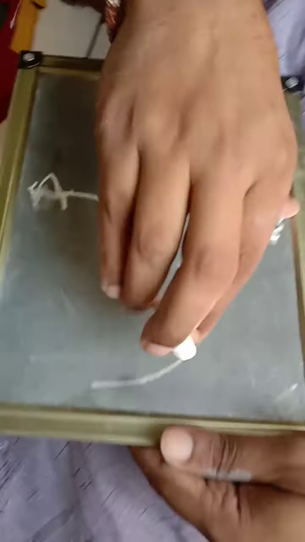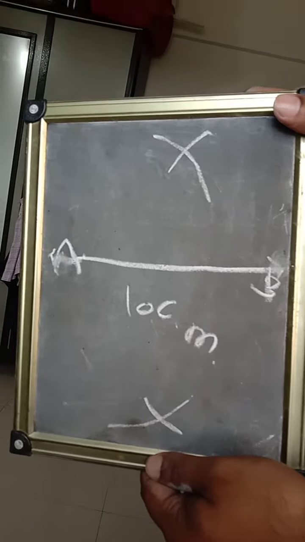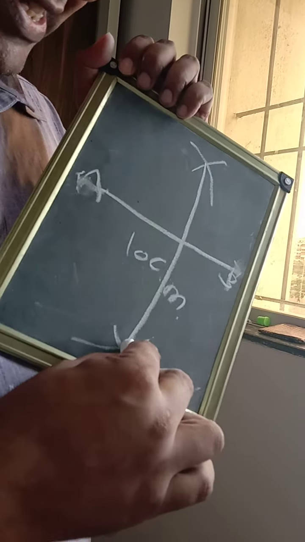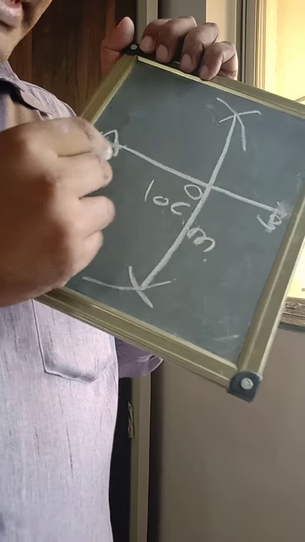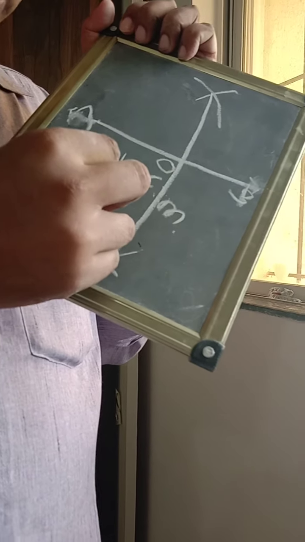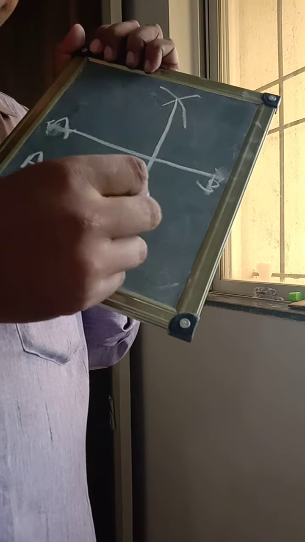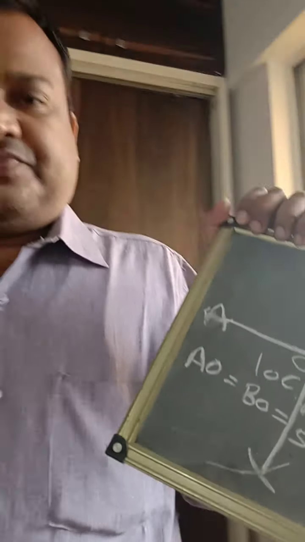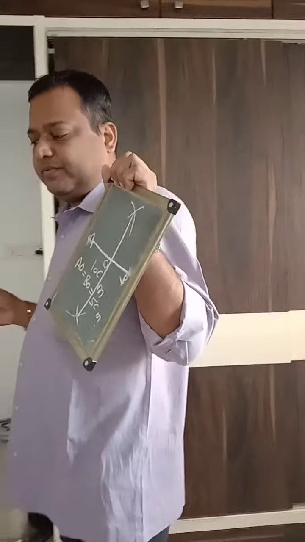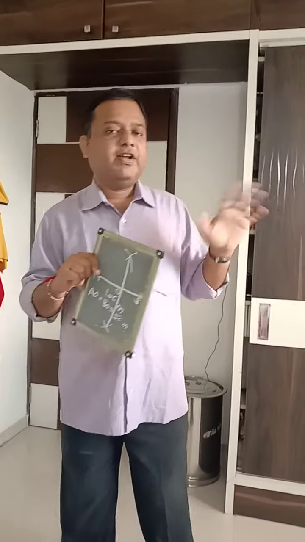Upper cut, lower cut, then afterwards lower cut, upper cut. Then join this, join this. So here I get a point O. When you actually see, AO equals BO equals 5 centimeter. This is called a line bisection. Lines are bisected equally in two halves.